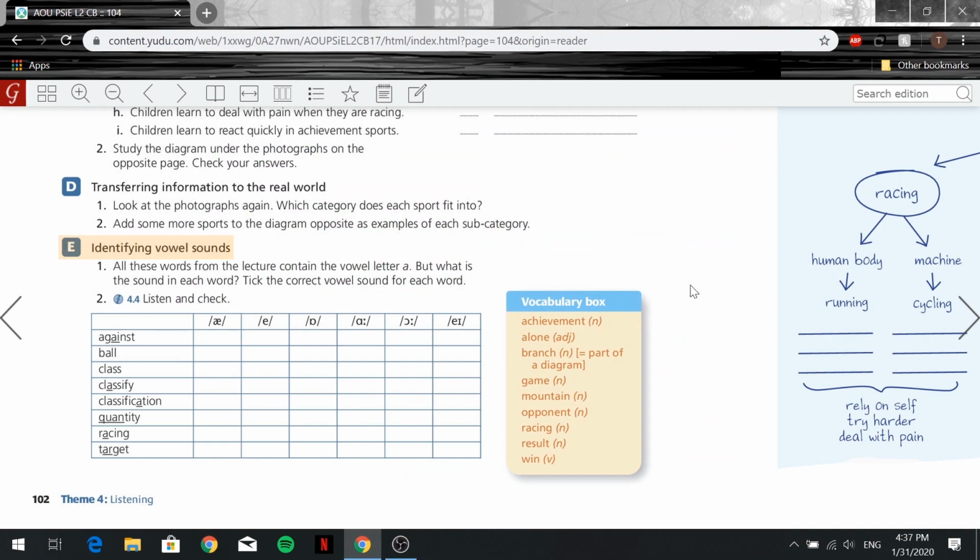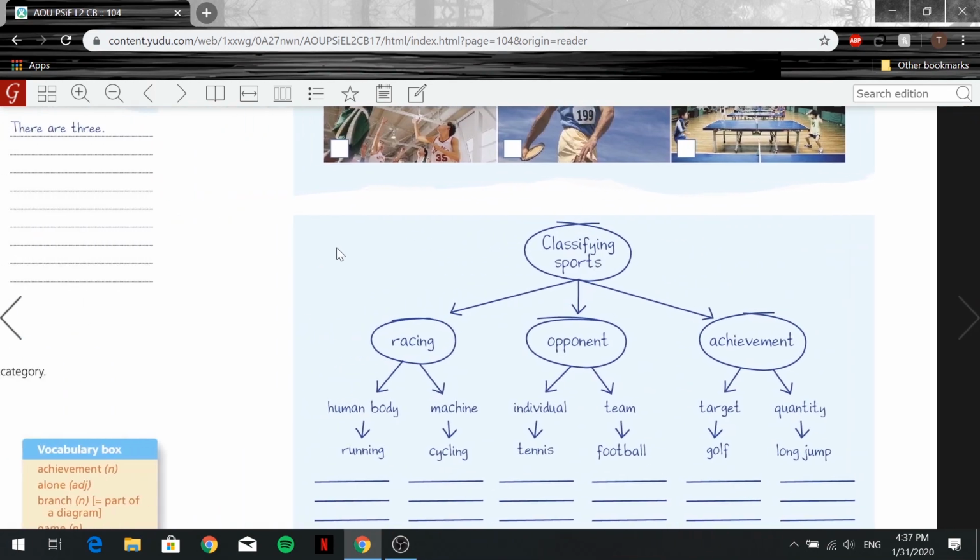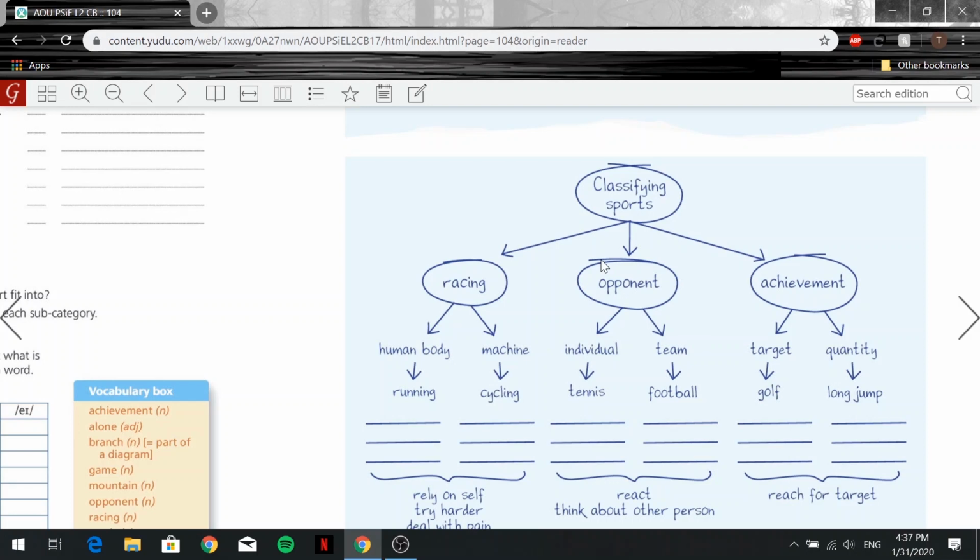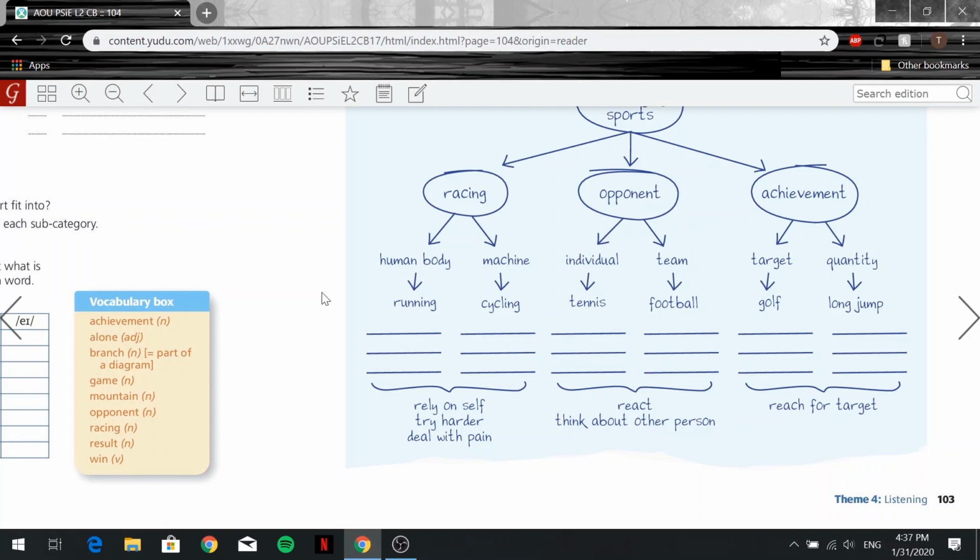Now let's go back to exercise D. Here we have a diagram basically classifying sports into different categories and examples. So here we have racing, opponent, and achievement. Okay, so for racing, we know that you could use the human body and machine. So example for the human body could be running, right? We could also say swimming, and we could also say a marathon. It's a sprint using the human body as well.